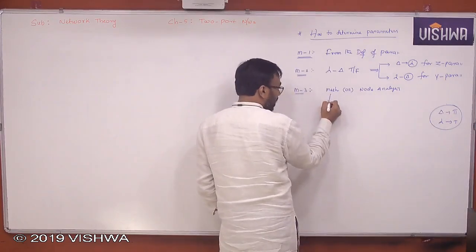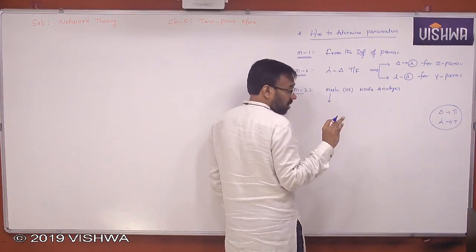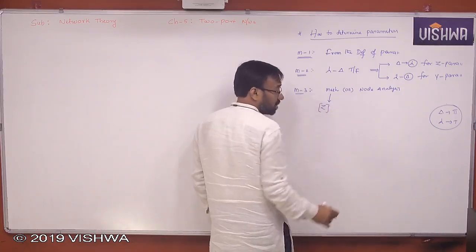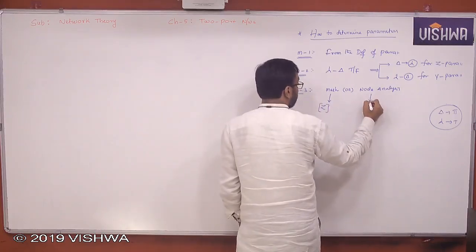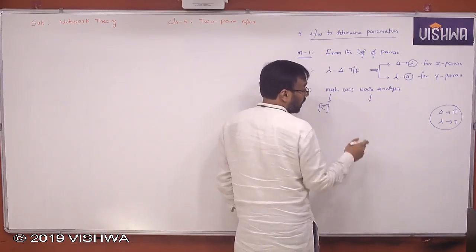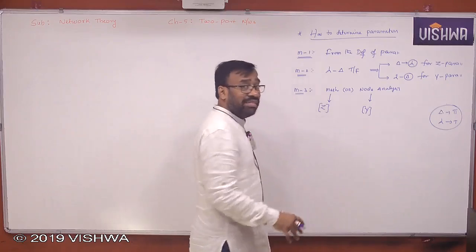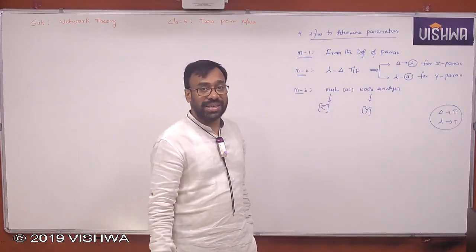Mesh analysis is usually used for Z parameters. It is easy to find Z parameters. Node analysis is usually applied to determine Y parameters. So I hope you understand this. Once you get Z and Y parameters, you know how to find the other parameters also.